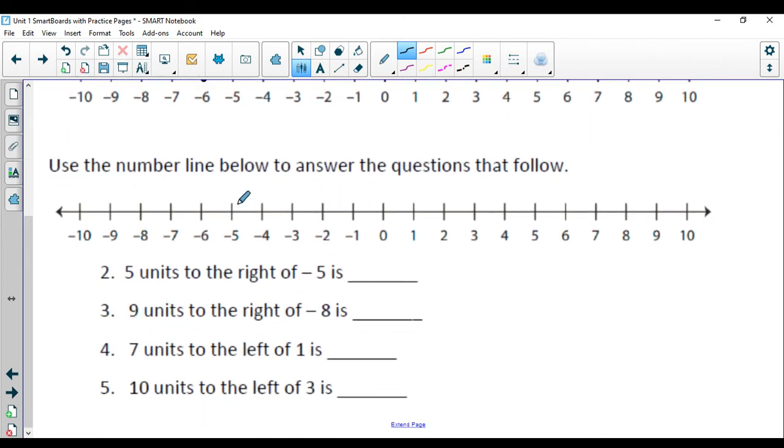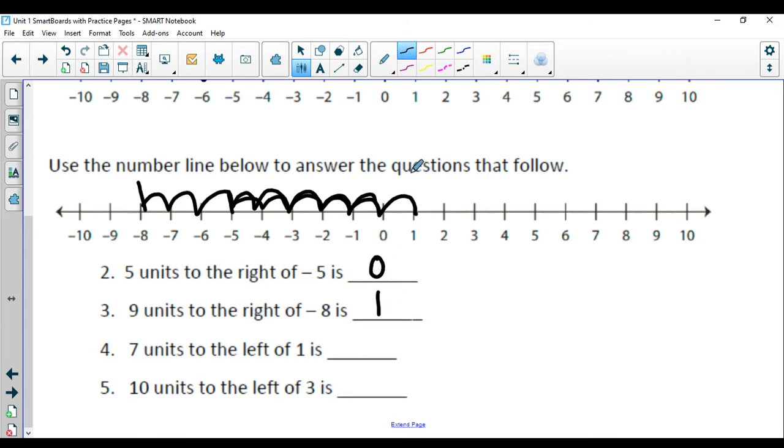5 units to the right of -5. So I'm going to start at -5. 1, 2, 3, 4, 5 to the right will take me to 0. 9 units to the right of -8. So I'm going to start at -8. 1, 2, 3, 4, 5, 6, 7, 8, 9 units is going to take me over to 1.